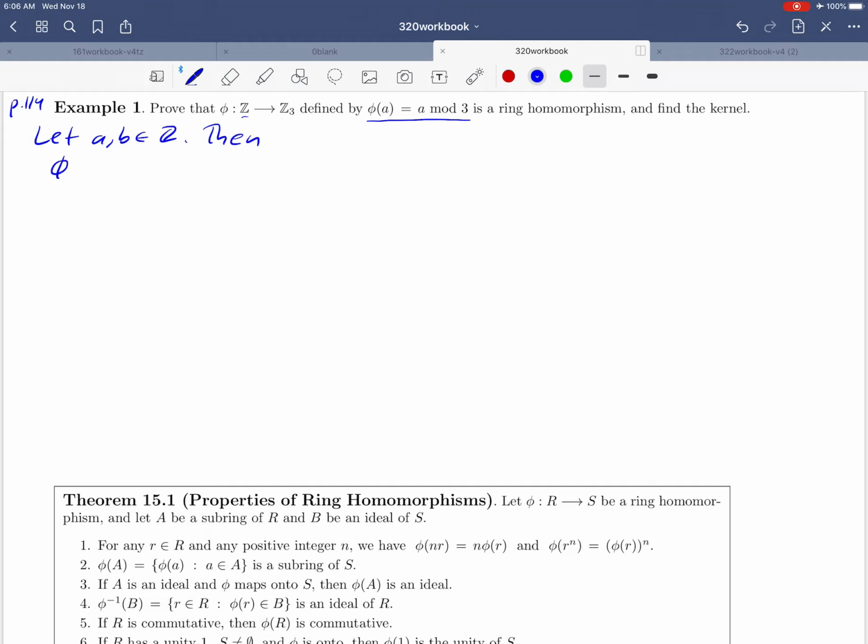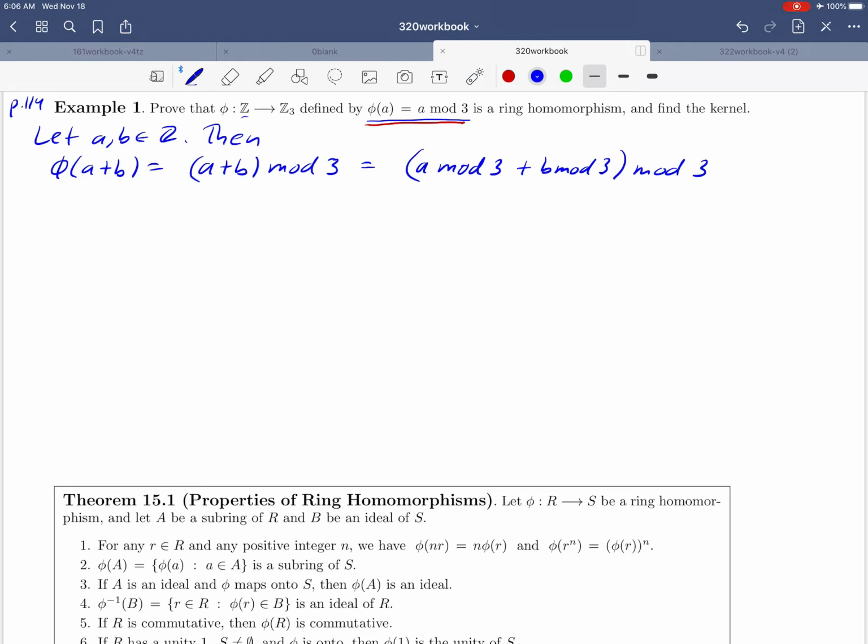So what would happen if we took phi of a plus b? According to the definition of our function, that's going to give us a plus b mod 3. And now we're going to go way back to some facts that we know about how modular arithmetic works. A plus b mod 3 is equivalent to a mod 3 plus b mod 3, mod 3. What we've done is to replace a and b by the remainders modulo 3.